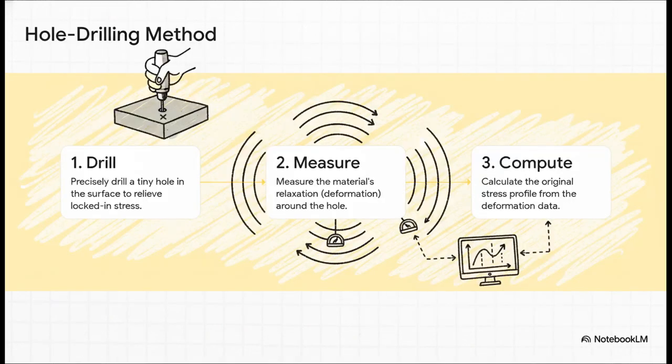Another common technique is called the hole drilling method. This one's a bit more direct. You drill a very small, very precise hole, which relieves the stress right around it. The material literally relaxes, and by measuring that tiny little deformation with super sensitive strain gauges, you can work backward to figure out exactly what the stress was before you drilled the hole.